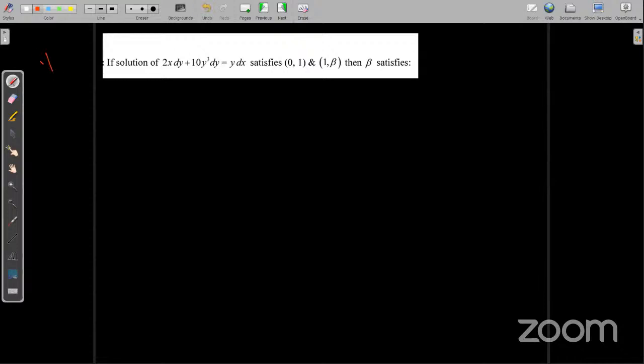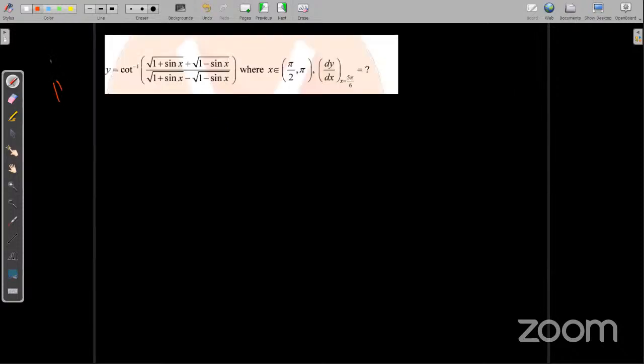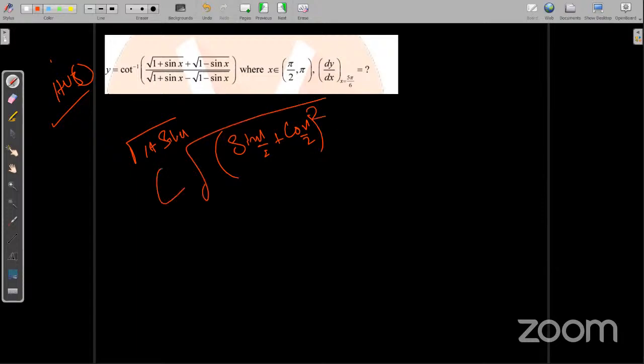And this is also a LDE question. Only thing is try to write it in terms of dx by dy, guys. Okay. dx by dy. And this is also one very good question, guys. How can you write 1 plus sin x? If you ask me, I can write it as sin x by 2 plus cos x by 2 whole square, right? So that is the only logic over here. Rest of everything is fine. Okay. So I hope everything is clear.